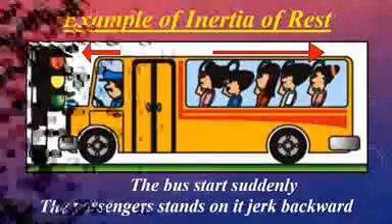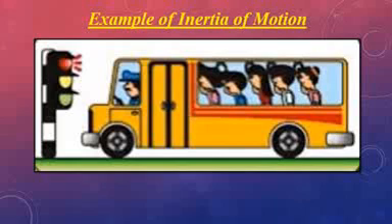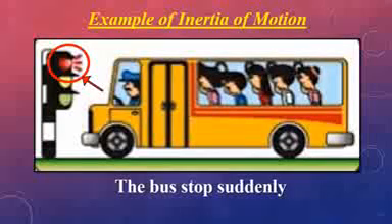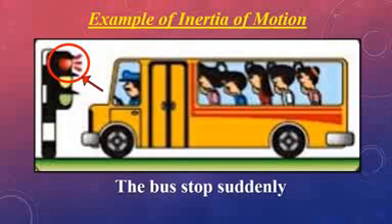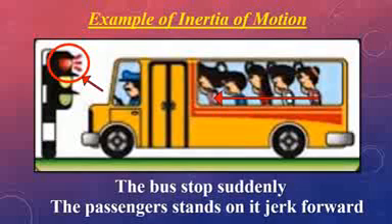Inertia of motion is the tendency of a body to oppose any change in its state of uniform motion. If the bus stops suddenly, the passengers fall forward. This is because the lower part of the bodies of the passengers comes to rest as soon as the bus stops, but the upper part of their bodies continues to move forward due to inertia of motion. Hence, the passengers fall forward.